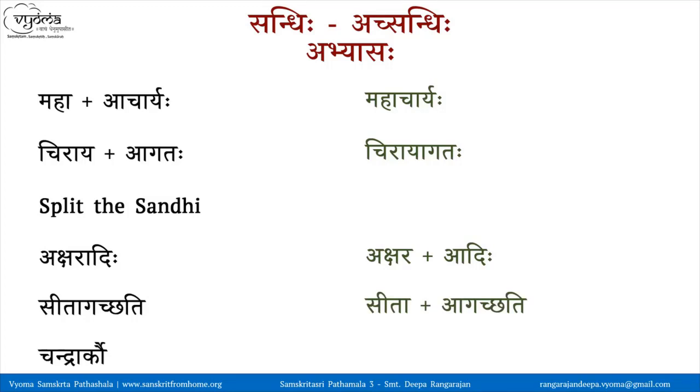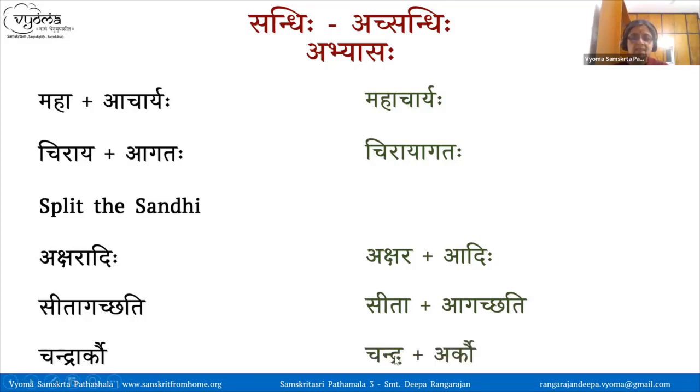Chandrarkau. Arka is the sun. Chandra and Arka together, Chandrarkau. That is in Dvivachana, you are referring to both at the same time. So Dvivachana: Chandra plus Arkau, Chandrarkau.